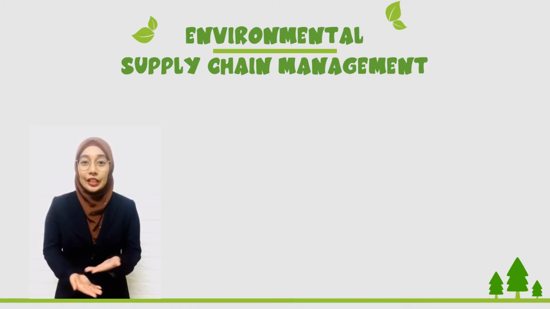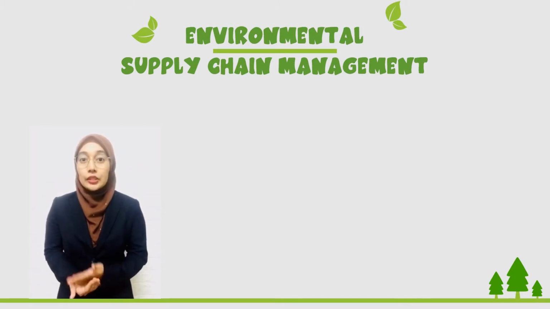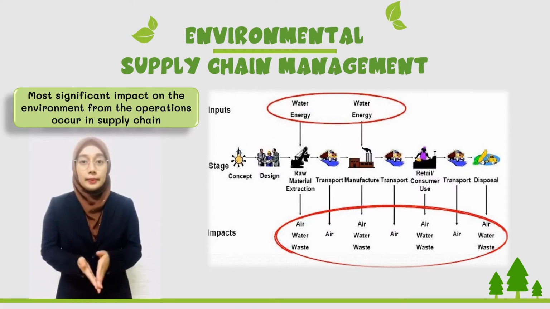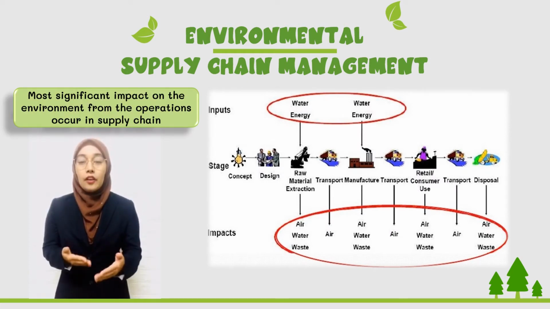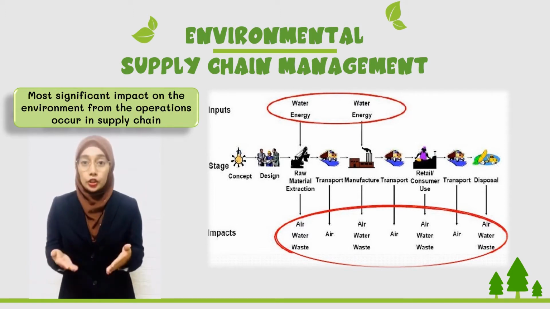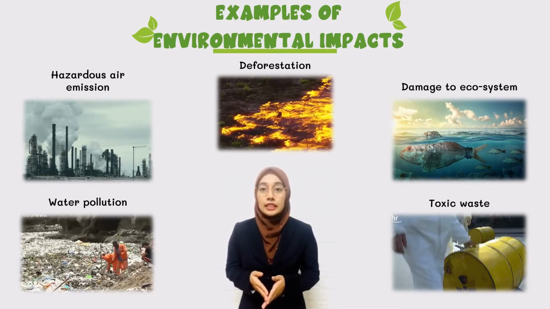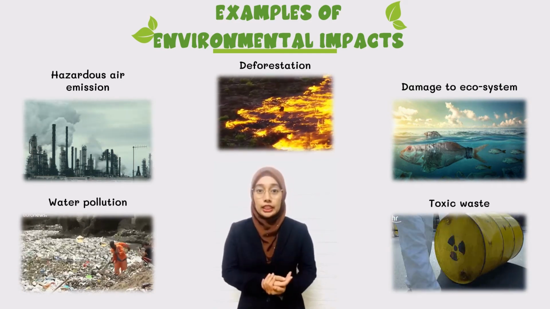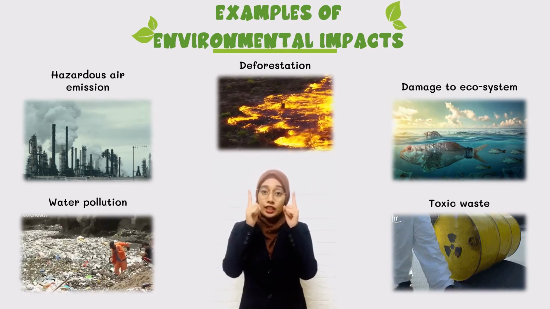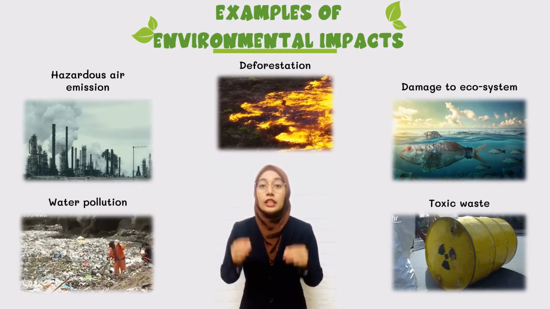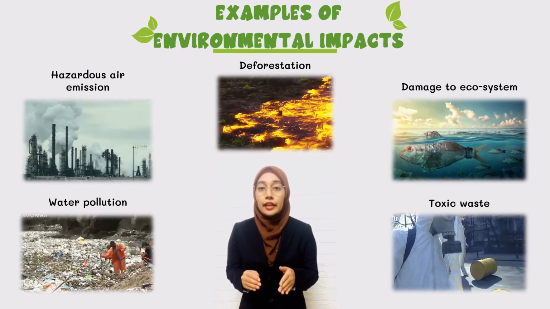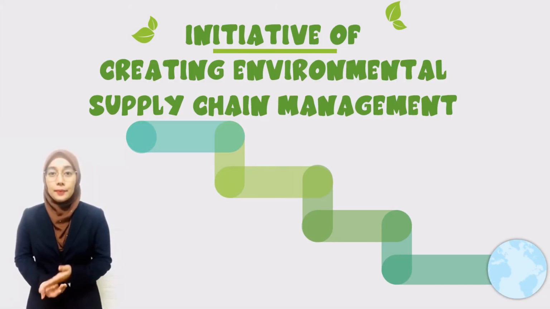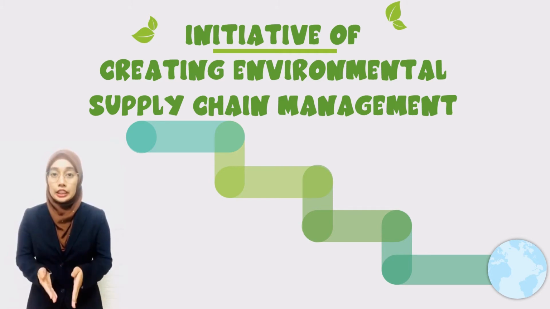Okay, now let's take a look at other initiatives in environmental management accounting. Most significant impacts on the environment from the operations of companies occur in the supply chain. Examples of environmental impacts are hazardous air emissions, water pollution, long-term damage to the ecosystem, toxic waste and deforestation. All these impacts not only cause damage to the environment but also can cause harm to the public. Therefore, the initiative of creating environmental supply chain management has been taken to reduce it.